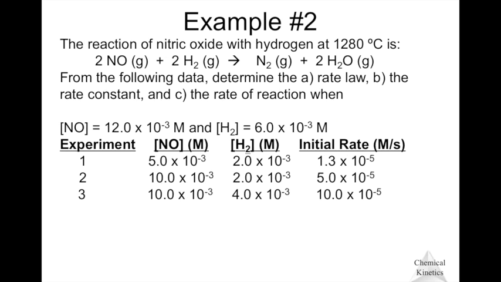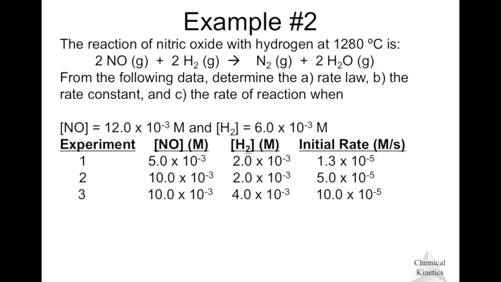So an example of this is this reaction here. So we've got nitric oxide with hydrogen at 1280 degrees C. Again, temperature is going to be really important, right? Because if we were to change this temperature, we're going to change the rate, and we would have to have a new K. So this is only going to work for this particular temperature. So from the following data, determine the rate law, the rate constant, and the rate of reaction.